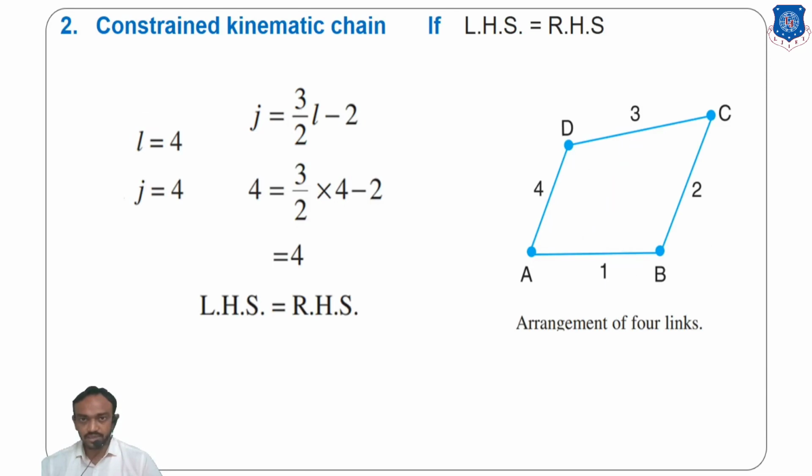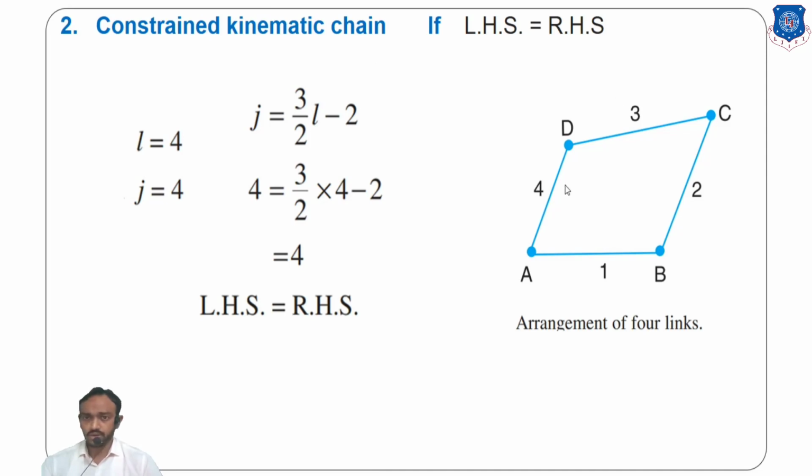Next, the second chain is a constrained chain. This type of chain we need to make mechanisms. Only definite direction motion is possible in this mechanism. So we will count, and if LHS is equal to RHS, we put this data in J is equal to 3 by 2 L minus 2. So we have to find the joints. How many joints? 4 joints. How many links are there? 4 links are there, and LHS is equal to RHS.